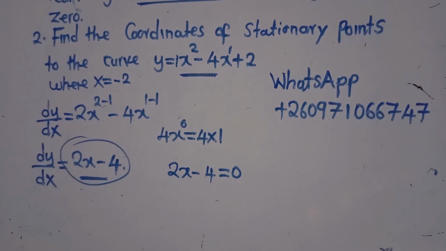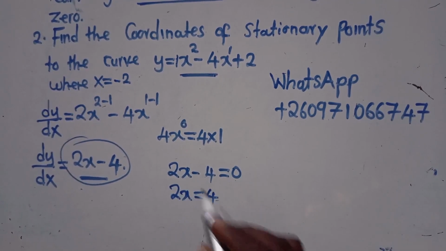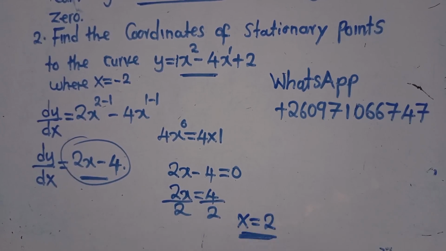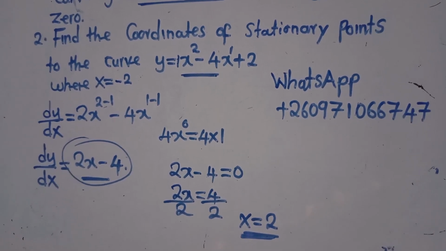How do we solve this equation? You group like terms. 2x is equal to 4. When it goes inside, it becomes positive. Divide by 2, divide by 2. So therefore, x is equal to what? x is equal to 2. This is the value that I get. After finding x as 2, you need to find the other value.